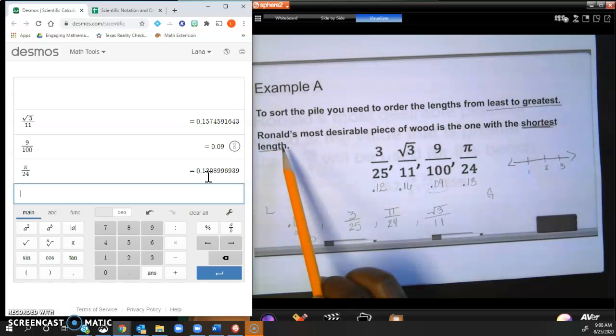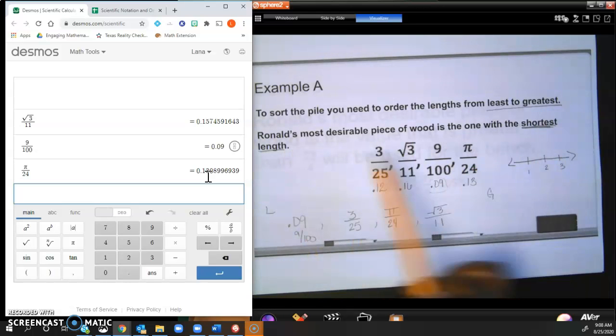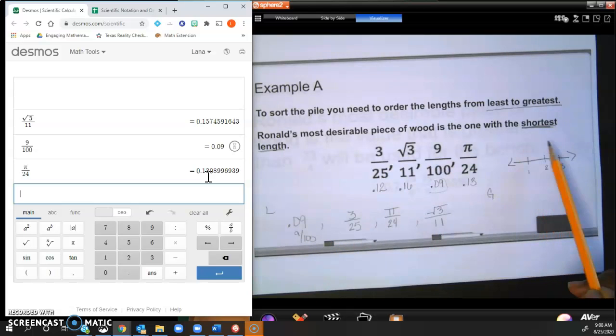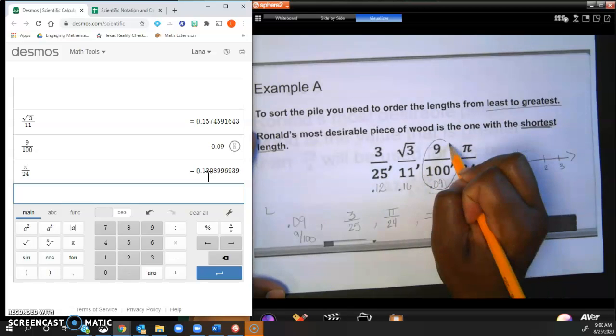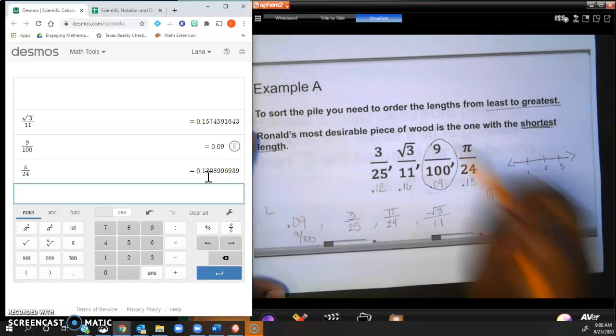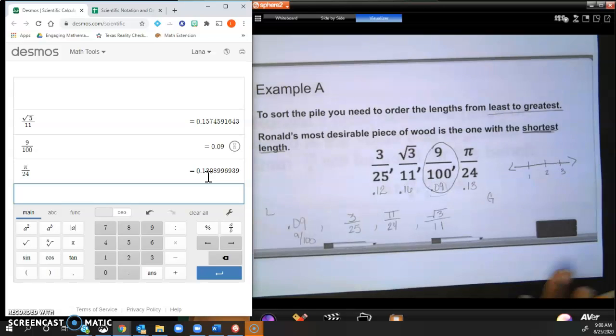The question says Ronald's most desirable piece of wood is the one with the shortest length. My shortest length is 9 over 100. So that is the piece Ronald would like to have.